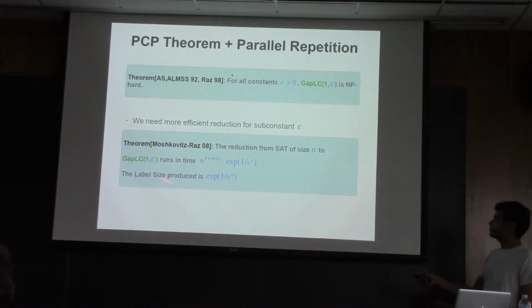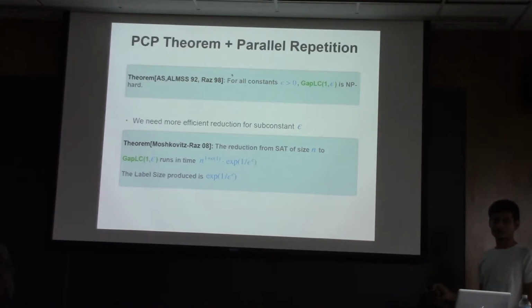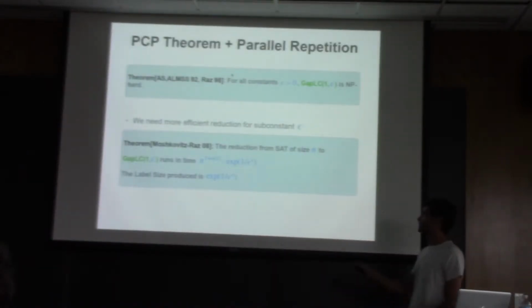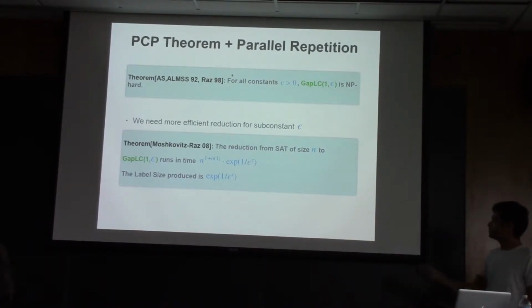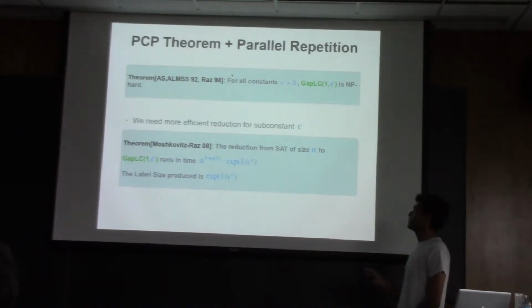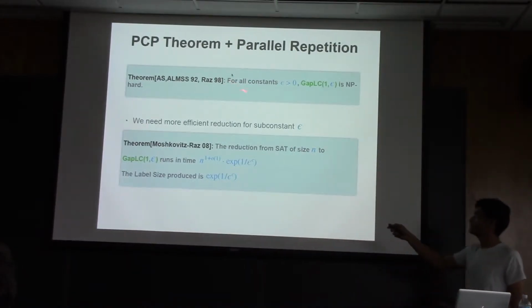And the label size produced by this reduction is exponential in 1 over poly epsilon. Again, I'll come back to this later. It just shows that for sub-constant epsilon, you can have this label cover where the reduction runs in polynomial time, whereas that did not follow from the earlier theorem.